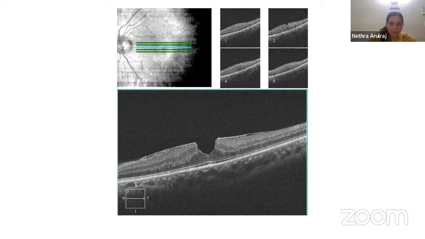This is the OCT showing a hyperreflective layer on top of the retina with alteration in the foveal contour, with mild thickening of the inner retinal layer with formation of a pseudo hole, a macular pseudo hole. So according to the Wang et al. OCT-based classification, it would fall under category 2A, which is a fovea-sparing ERM.